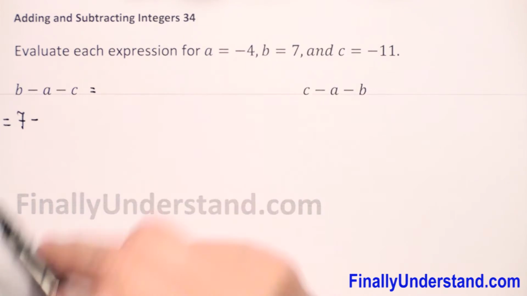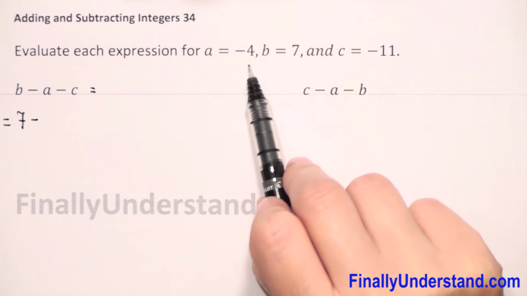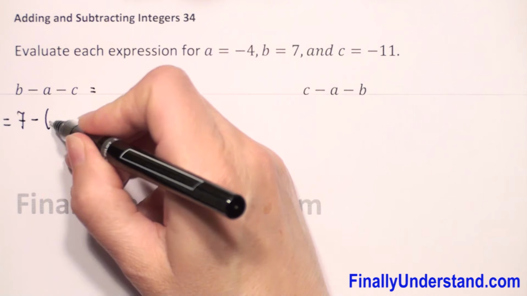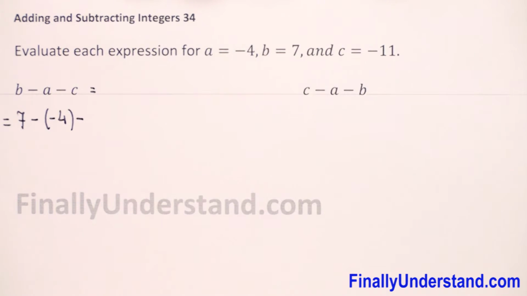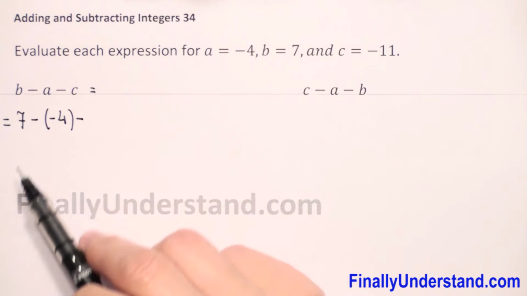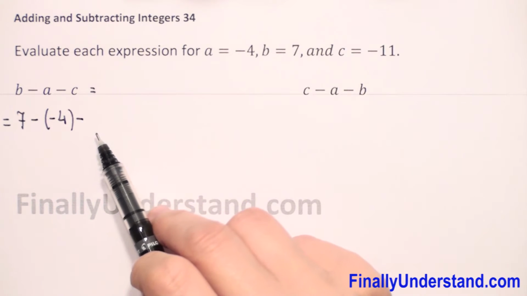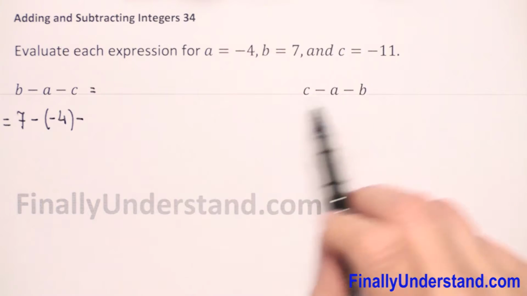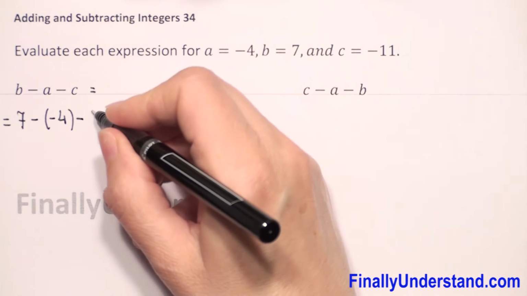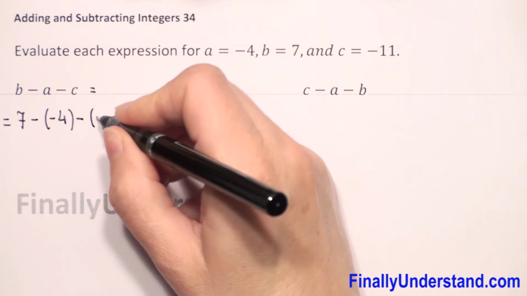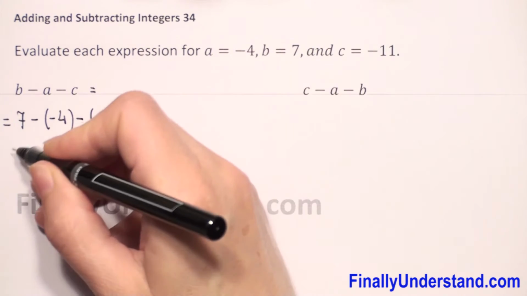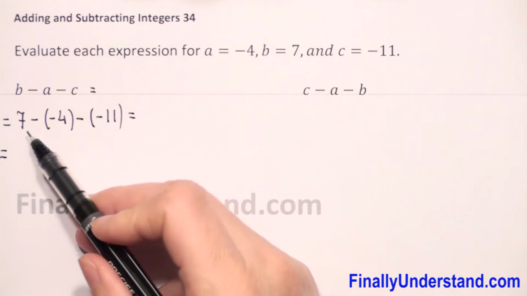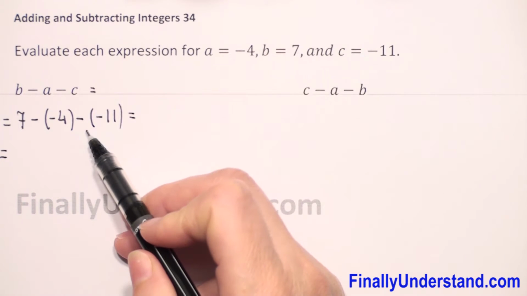We have to copy the negative sign, and a is -4, so I have to put this in parentheses. The negative sign we have to rewrite. Always copy the signs exactly the same, and c is -11, so I will put this number in parentheses. So this is equal. Now we have subtraction in this expression.